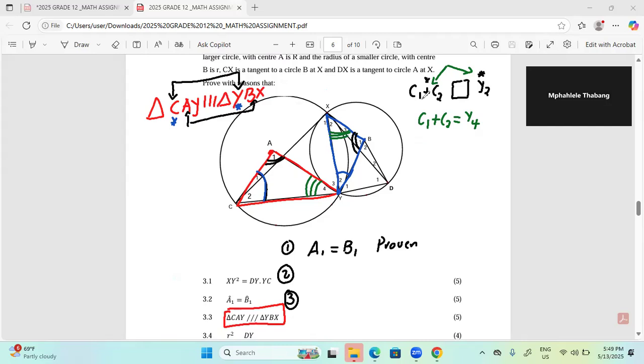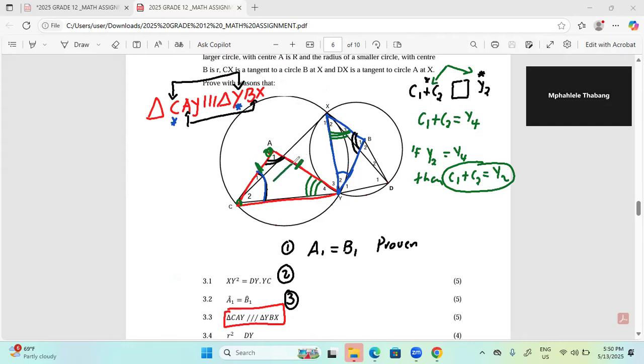So since C1 plus C2 equals Y4, if Y2 can also be equal to Y4, let me write this statement down, if Y2 is equal to Y4, then C1 plus C2 will be equal to Y2. And this is what I want. I want C1 plus C2 to be equal to Y2. For now, I know that C1 plus C2 equals Y4 because the side AC is equal to the side AY.